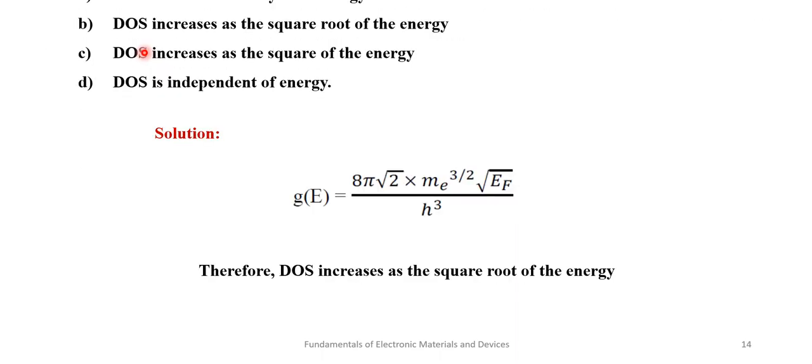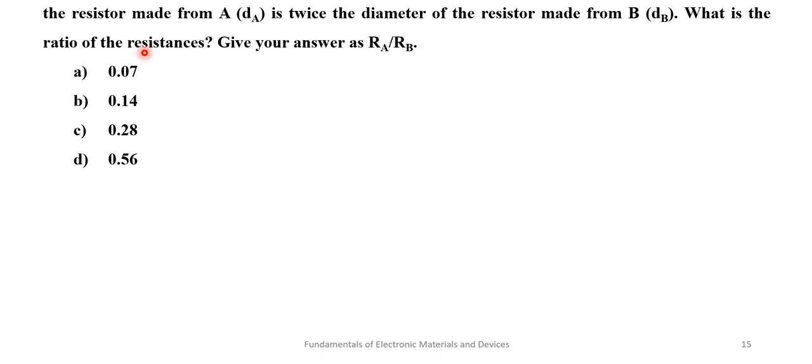So next is also a proportionality related question. Here the resistivity of two metals A and B are given to you. Two resistors are fabricated from A and B respectively. The length of the resistors are same, but the diameter of the resistor made from A is twice the diameter of the resistor made from B. So what is the ratio of the resistances? You have to find RA by RB.